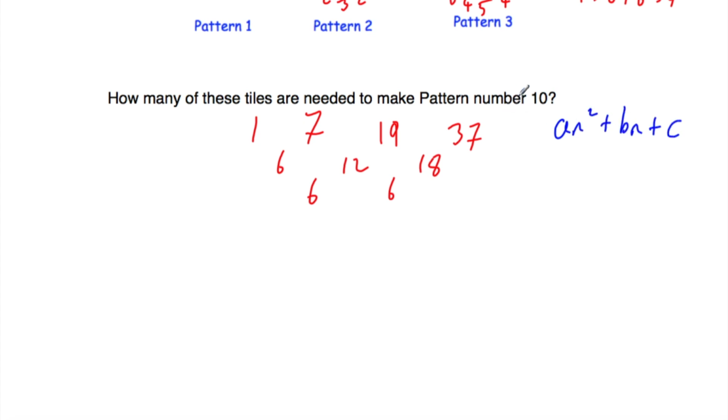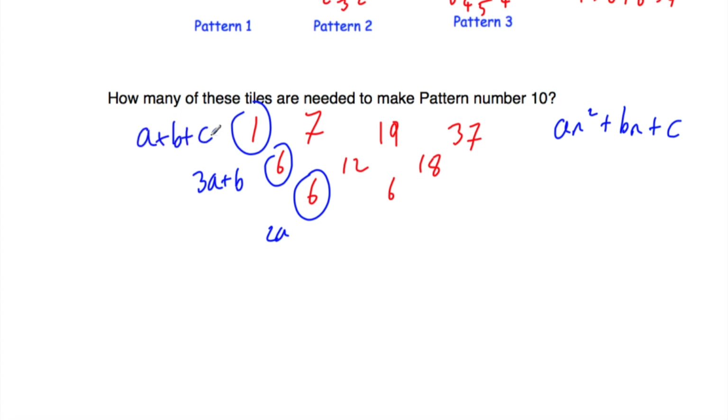And then we're going to substitute in n equals 10 and find the nth term of this pattern. You could just carry on if you wanted to in this question, so you could just add on 24, add on 30, and so on. But I'm going to use this approach. So that means that our second difference is equal to 2a. Our first difference is equal to 3a plus b. And our first term in the sequence is equal to a plus b plus c.